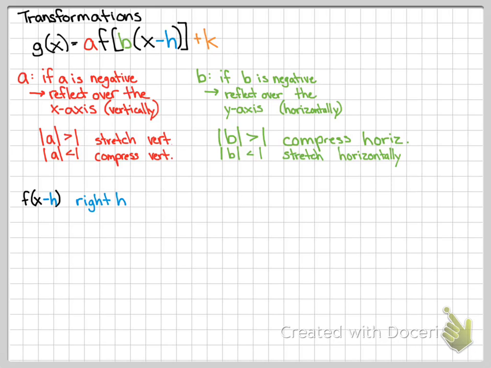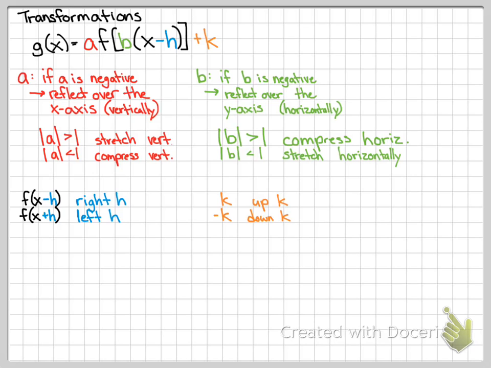Along those same lines about the x being in parentheses and everything being opposite of what you think, if the equation is f of x minus h, it actually moves the graph h units to the right, even though it says minus. Whereas if it's x plus h, then it moves the graph h units to the left. K is on the outside of the parentheses, so k is true to form. So if k is positive, it'll move up k. And if it's minus k, it'll move down k units.